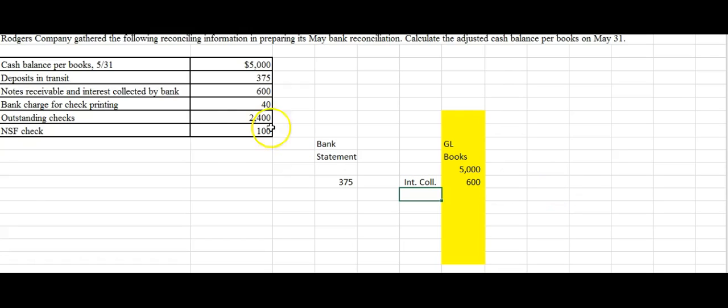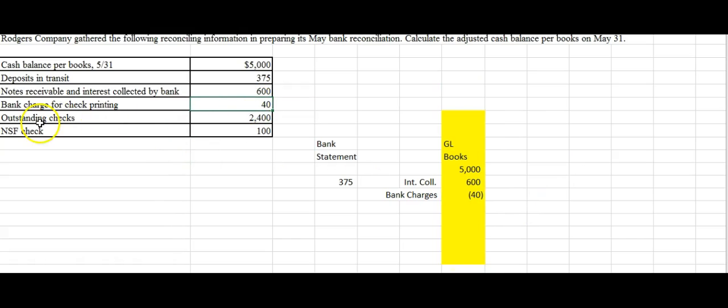Okay, so then you put bank charges for check printing, another thing that's not in my books yet, but that I have to put in because I haven't booked it yet. I only found out about this after I received my statement. So I'll put these in later, but for now I'm going to make my adjustments manually. Okay, bank charges. That's another adjustment that's done on the company side.